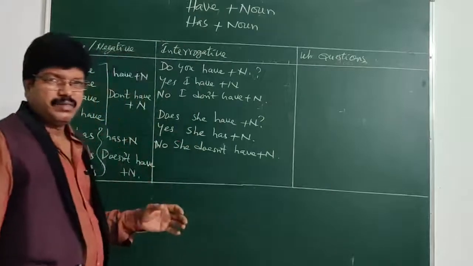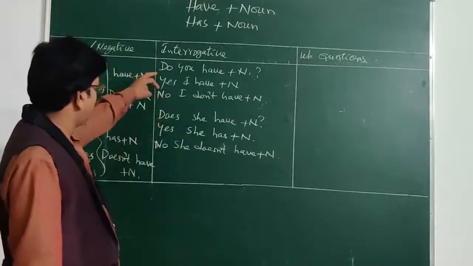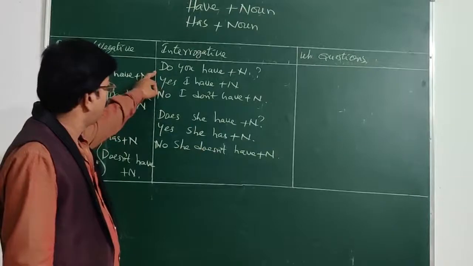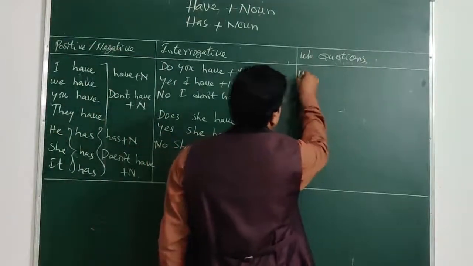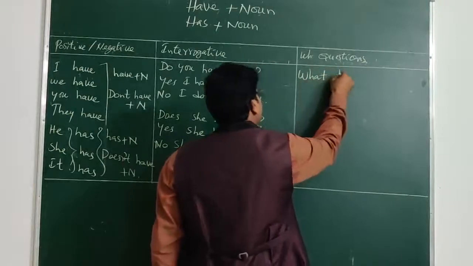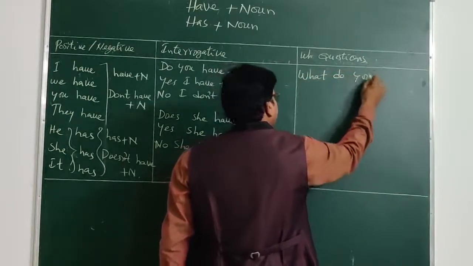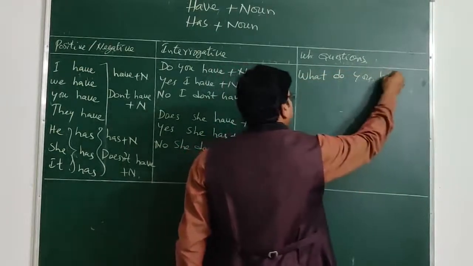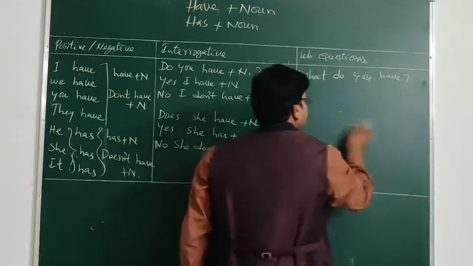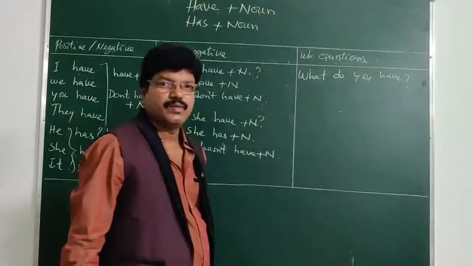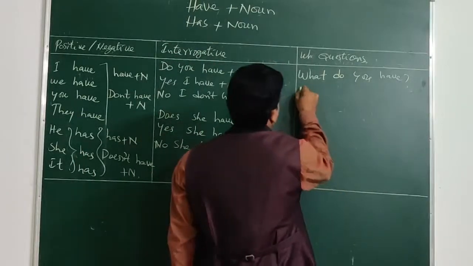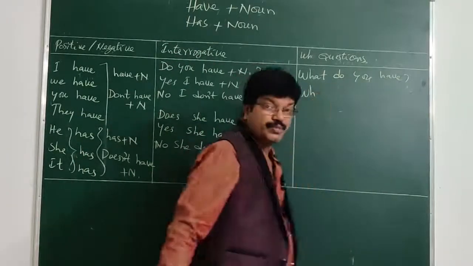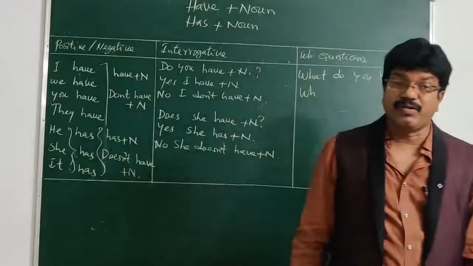And the WH questions used before. What do you have? What do they have? What do you have? And where do you have a house? Where do you have a house?